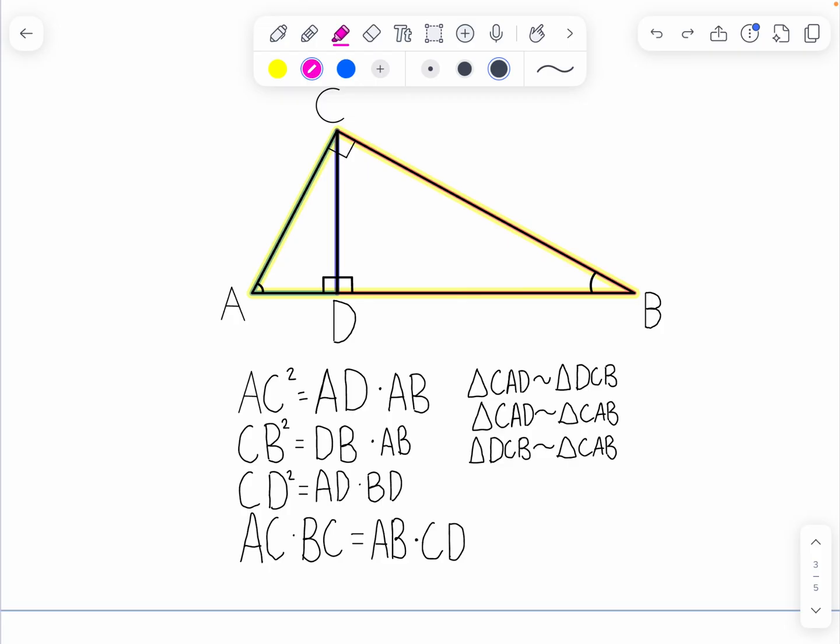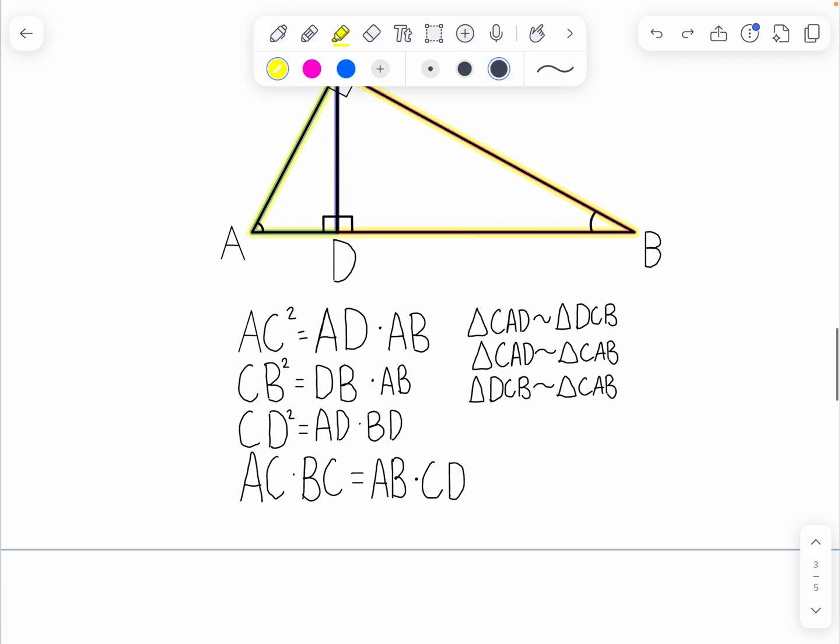And for the final one, we have AC times BC is equal to AB times CD. So those are the four theorems. So let's get started.